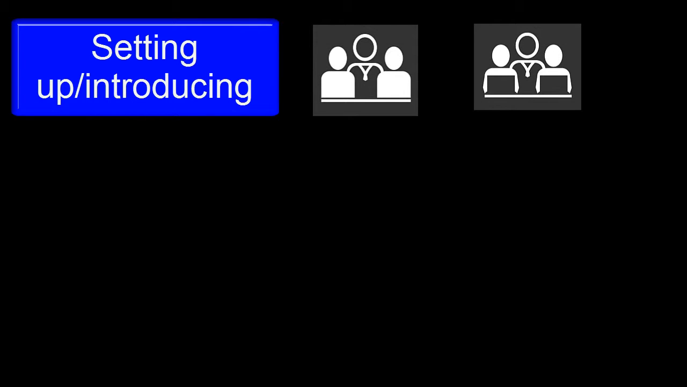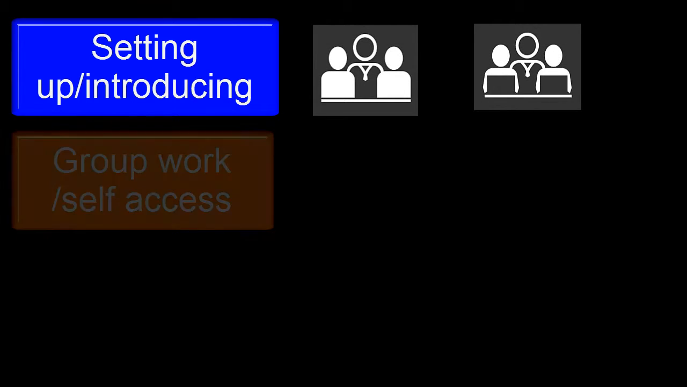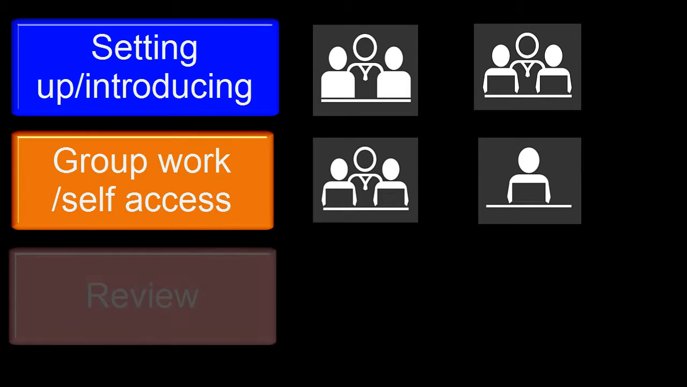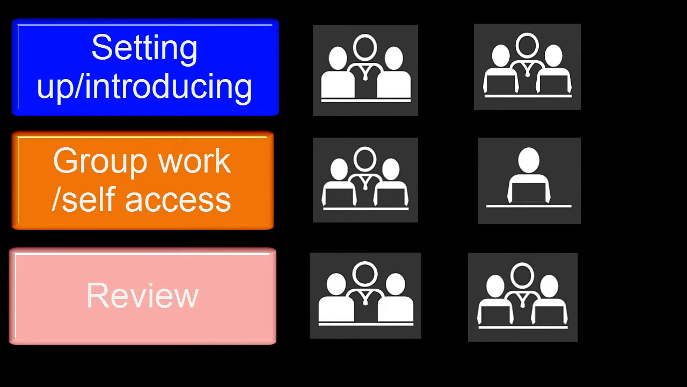The first stage involves setting things up, presenting, introducing. The second stage involves the self-access, and that can be alone, pairs or groups. And the third stage is the review and the follow-up. Now what that means is that most lessons will have some follow-up from the last sequence and then later some setup for the next sequence.